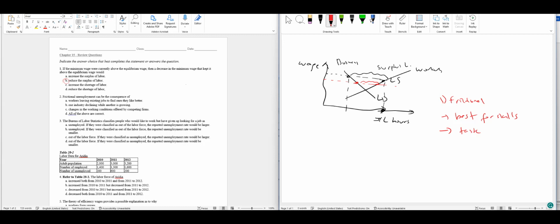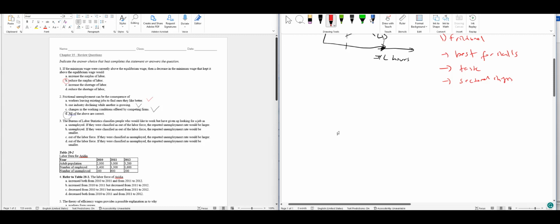So you may want to get a job in Florida, but you have an offer in Texas, so you don't accept and stay unemployed. And you have frictional unemployment because of sectoral shifts, because of changes in technology or changes in economics. Some sectors may lose jobs, some sectors gain jobs. Therefore, these sectoral shifts can be the reason for frictional unemployment. Let's read the answers. Workers leaving existing jobs to find ones they like better. This is the reason. One industry declining while another is growing. This is the reason. Changes in the working conditions offered by competing firms. This is the reason. Therefore, all of them are correct.